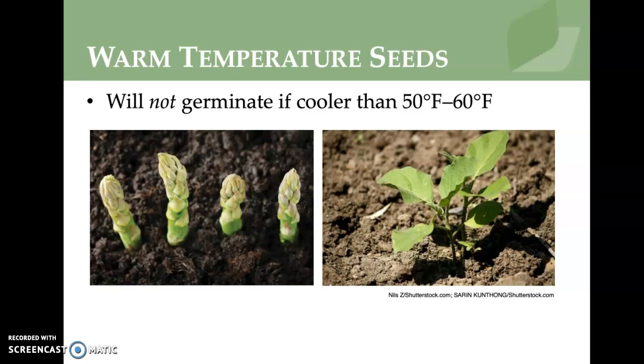These are warm temperature seeds. They will not germinate if cooler than 50 to 60. So you have asparagus here, and then you have eggplant. Asparagus is kind of cool because it's a perennial, but you shouldn't pick it until like 2 to 3 years after you've planted it. You've got to let it get established before you start ripping it out of the ground.